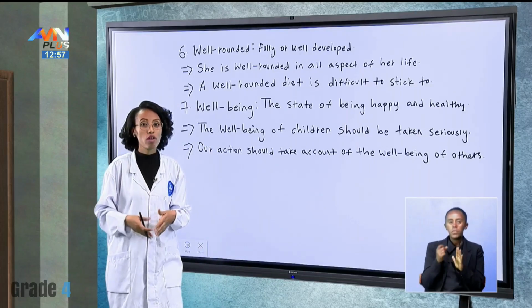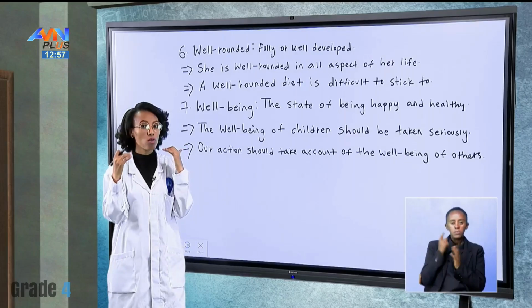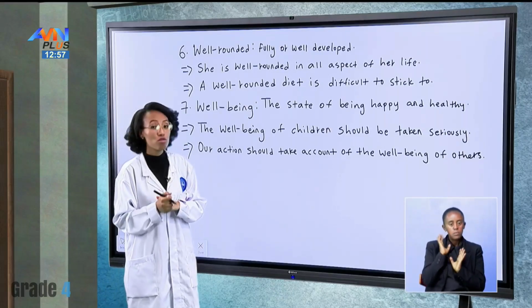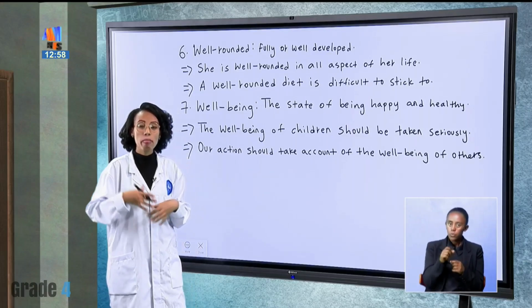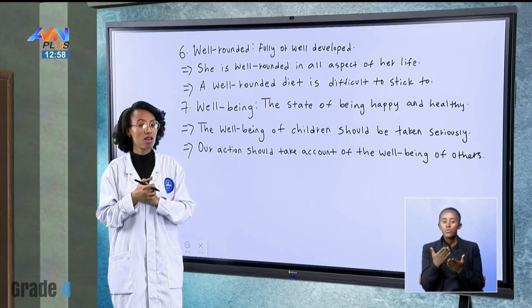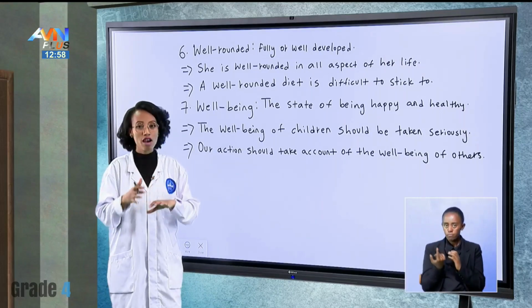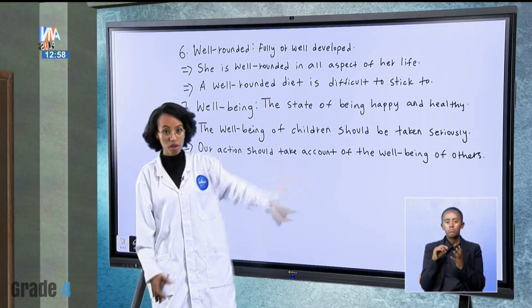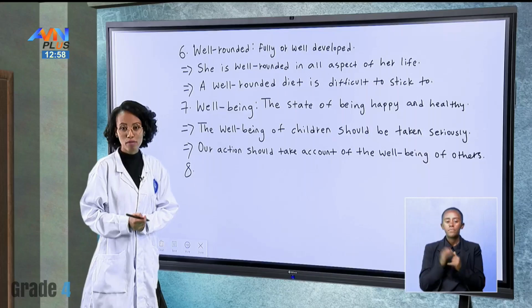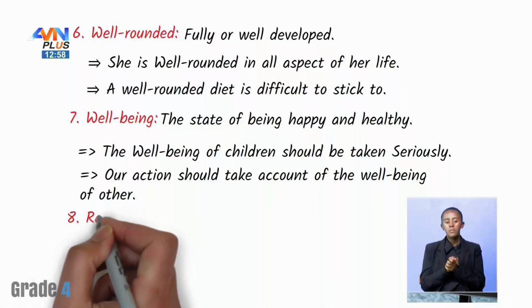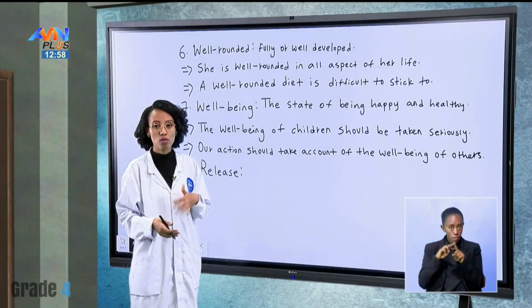So whenever we are communicating with others, we always have to think about or take account about not to hurt the well-being of others. So we should have what? A really good rapport with each other, a really good communication with each other, so as not to disturb the well-being of others. Okay, what about the last vocabulary that we're going to see today is release. This is the vocabulary that we're going to see today.